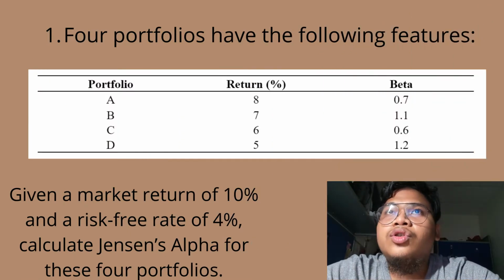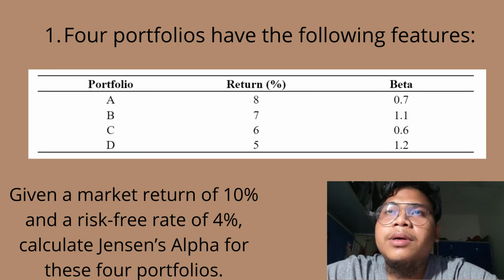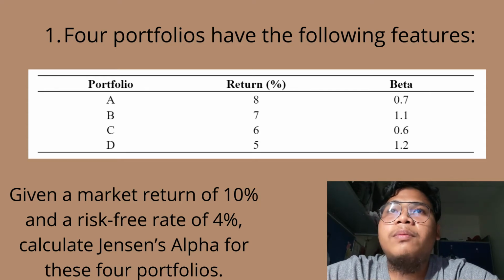The first question shows there are 4 portfolios with their own features, as shown in the table. The question asks, given a market return of 10% and a risk-free rate of 4%, calculate Jensen alpha for these 4 portfolios. Comment which portfolio has performed better.